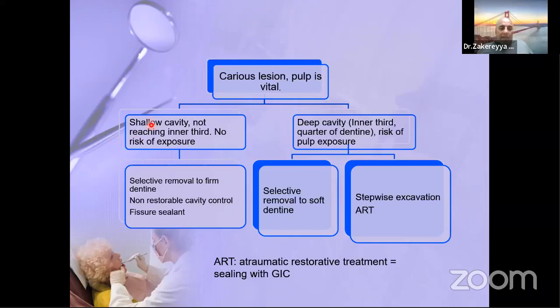Okay. Now, if the cavity is shallow, not reaching the inner third, okay, no risk of pulp exposure, we have to do selective removal to firm dentine. Okay. Put our filling. We do non-restorable cavity control, and then we can fissure seal the rest of the fissures. Now, deep cavity, again, selective removal to soft dentine or stepwise caries excavation. What is ART? Atraumatic restorative treatment, sealing with GIC.